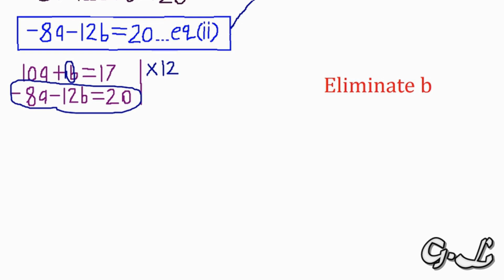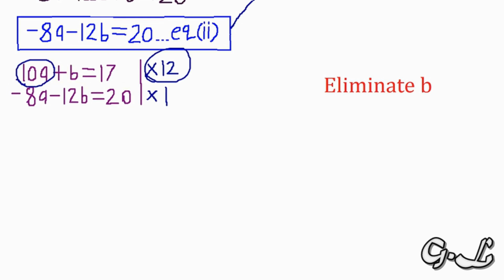Again, we're going to check the coefficient of b in the first equation. In such a case, it is the same as 1b, so the coefficient of b is 1. So we're going to multiply each term in the second equation by 1. So we're going to say times 1. Again, 10a times 12 will give 120a.